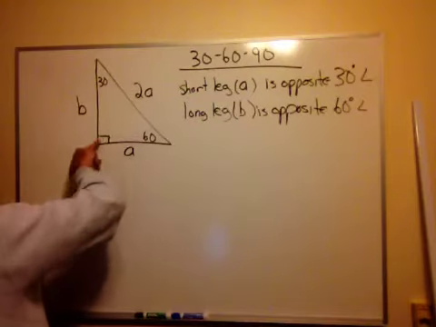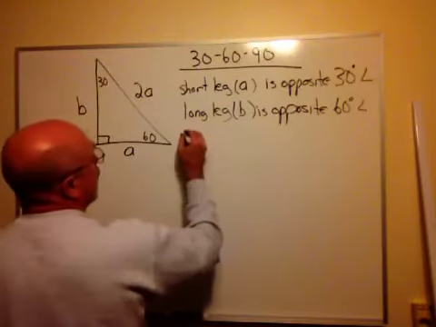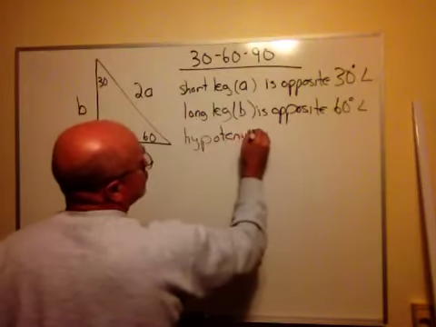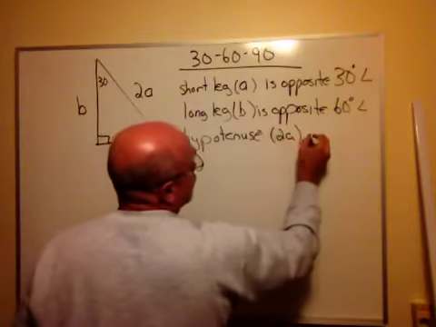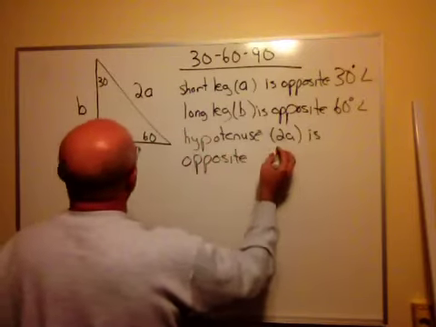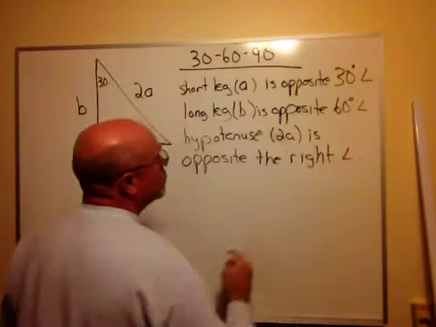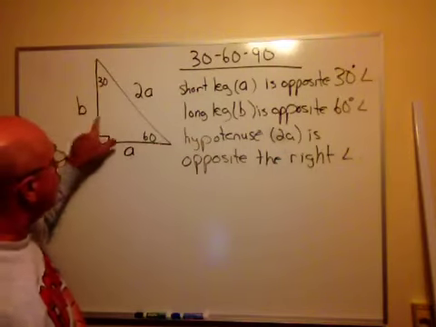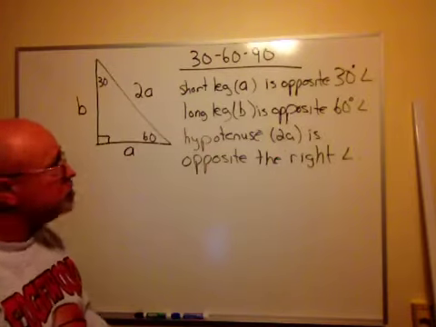The third side is the hypotenuse. We always find the hypotenuse opposite the right angle. So the hypotenuse, which I have labeled in my example here as 2a, is opposite the right angle. So we have three parts to this guy. We have a short leg opposite the 30, a long leg opposite the 60, and the hypotenuse, as in any right triangle, is always opposite the right angle.